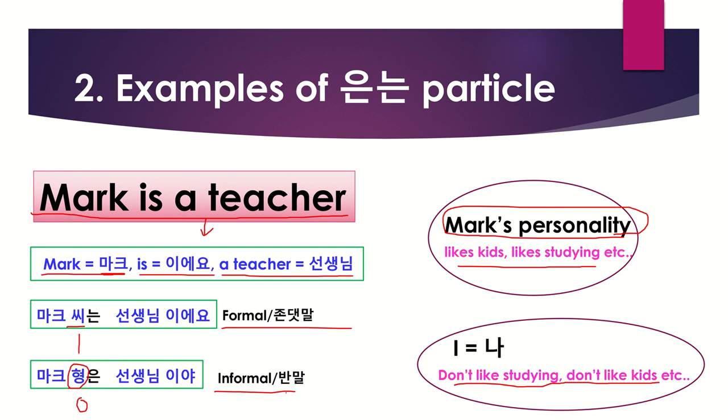And referring to 씨 here, Mark 씨. 씨 is put at the end of someone's name. Okay? It's a polite way. Mark 씨. So you may use 씨 when you call someone, either.